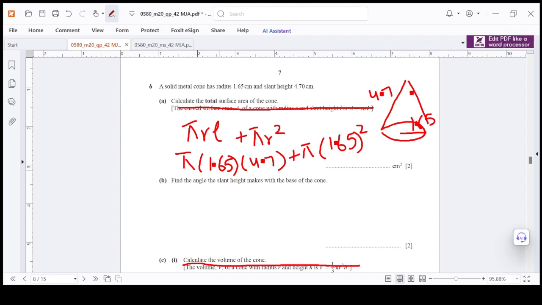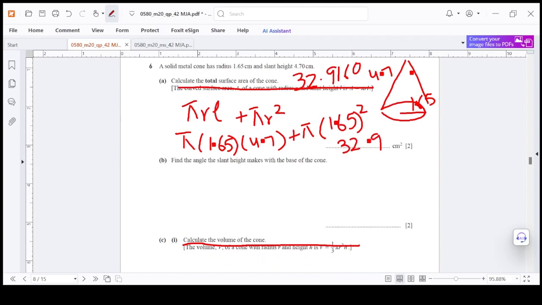I did pi times 1.65 squared. That is absolutely wrong. It's pi times 1.65 times 4.7 and then plus pi r squared. Okay, now hopefully I'll get it right. 32.9 something. Yep, that is correct. So the unrounded answer I'm getting is 32.9160, so that's going to be 32.9.